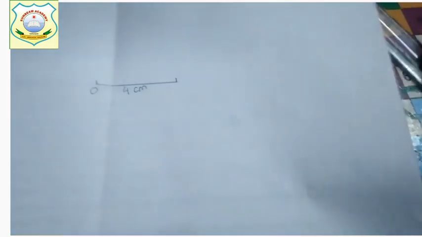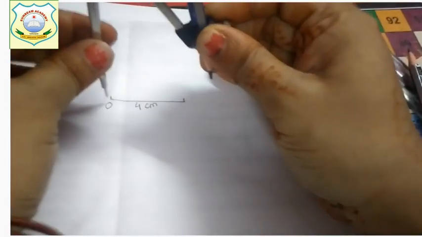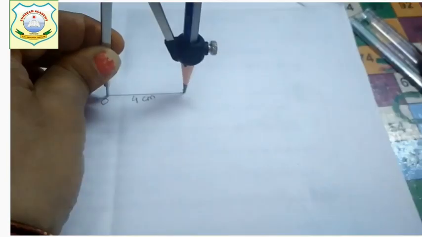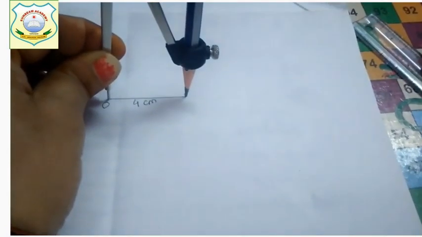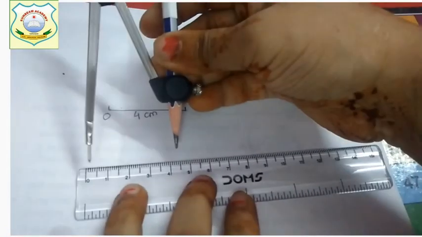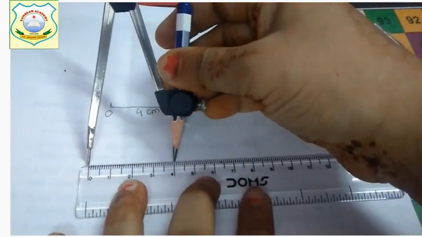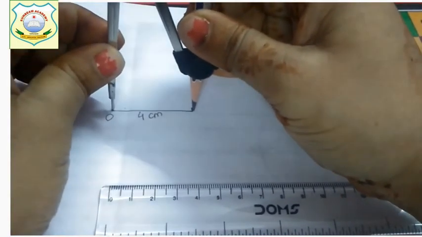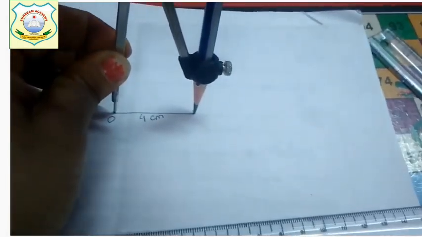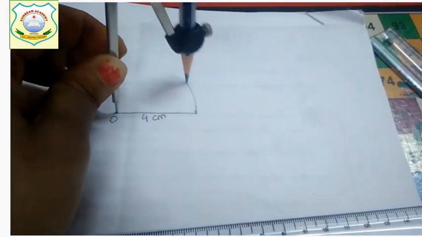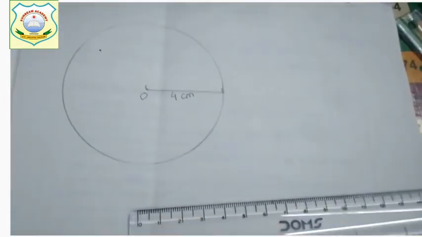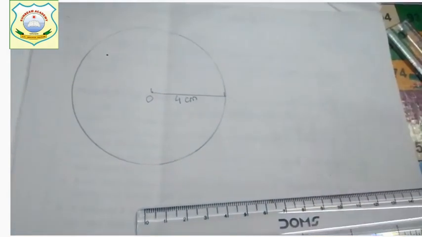Now with the help of compass, first we will put it from O and we will measure it 4 centimeter like this. Okay, we have measured. Now see children, this is exactly 4 centimeter. So now we will place the needle of the compass on point O and the pencil on the point that we have marked, and now we go on rotating it, and see, now we have drawn a circle of 4 centimeter.